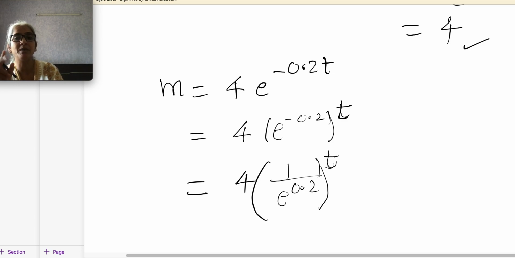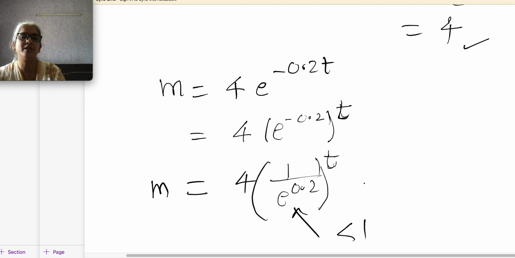Now e is a number between 2 and 3. 2 raised to 0.2 means 2 raised to 2 by 10. So there is a number that I would get in the denominator and 1 divided by that. So 1 upon e raised to 0.2 is a number less than 1, and that is raised to t. So obviously it's a decay. So it is correct that my base is less than 1 and therefore it is a decay.